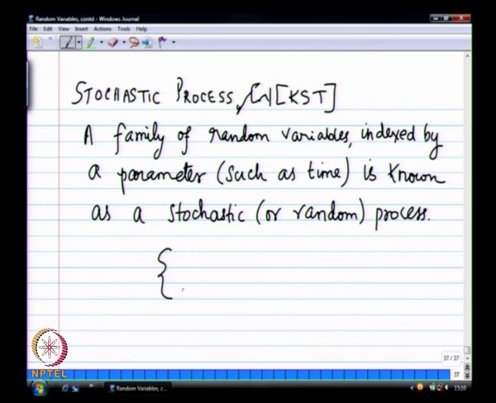So we normally use this notation x of t. X is the random variable and t is the index, and t need not be time, t can be any discrete set, okay, but normally we look at what happens over time with respect to this.